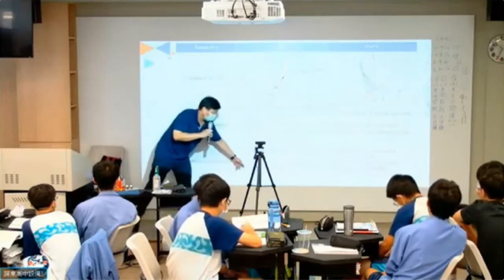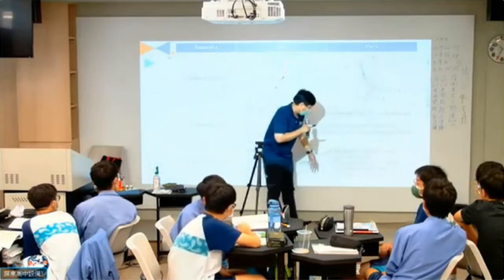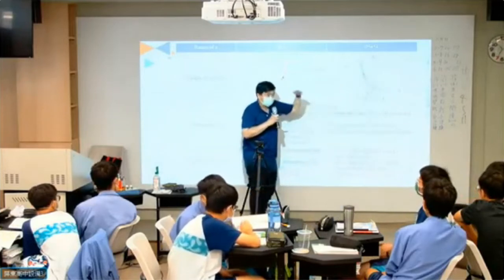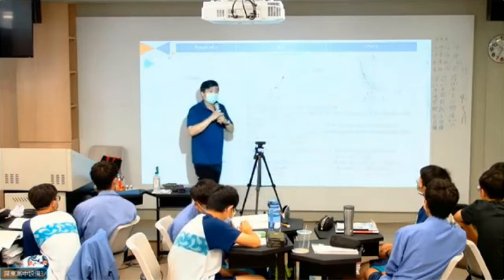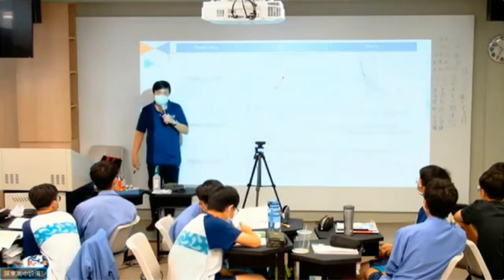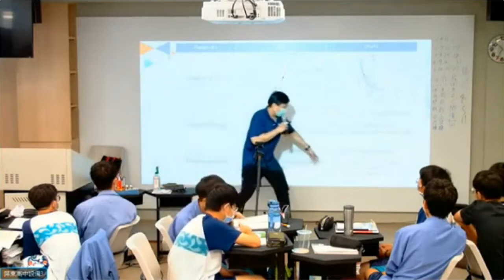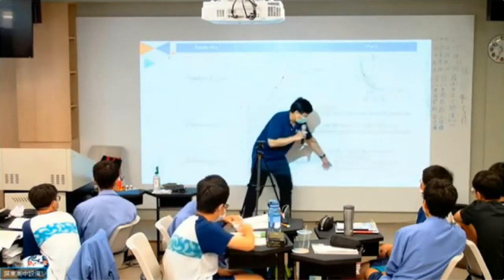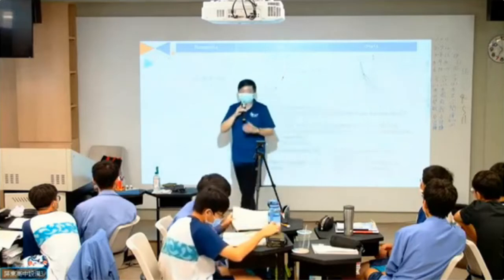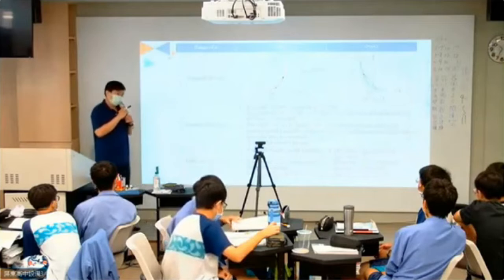Okay, no problem. If the base is less than 1, we can get the graph slopes downward from left to right. It goes down. If the base is smaller than 1, the graph goes down. When the value of x increases, the value of y decreases. That means it is a strictly decreasing function.